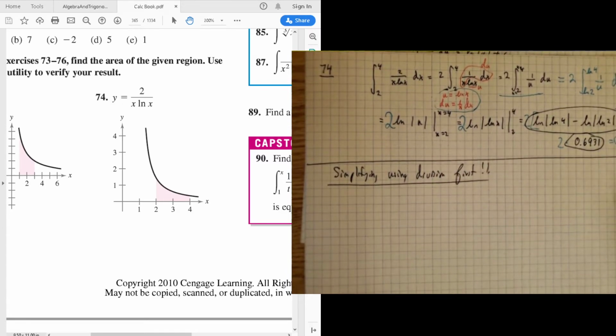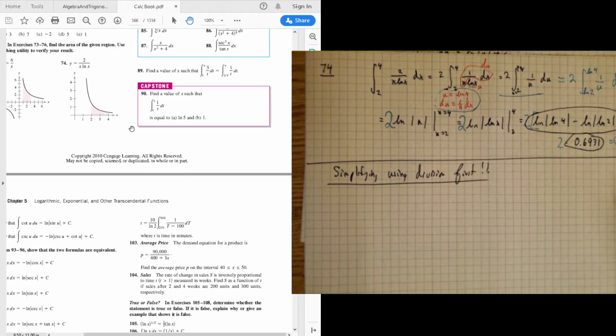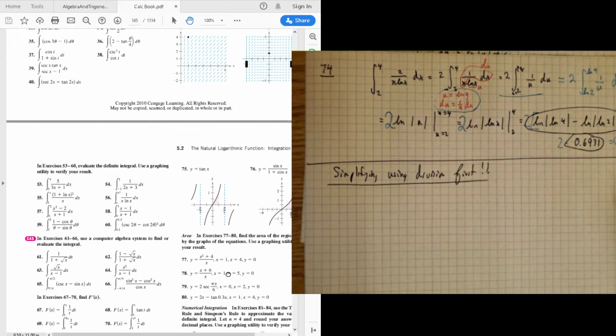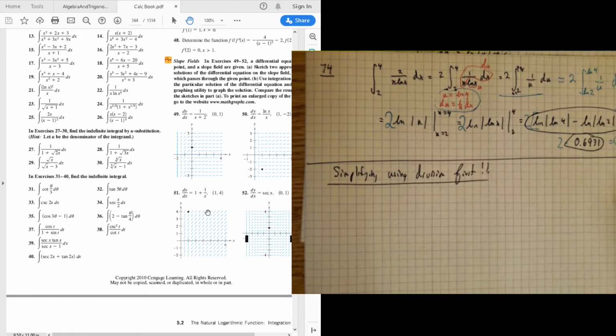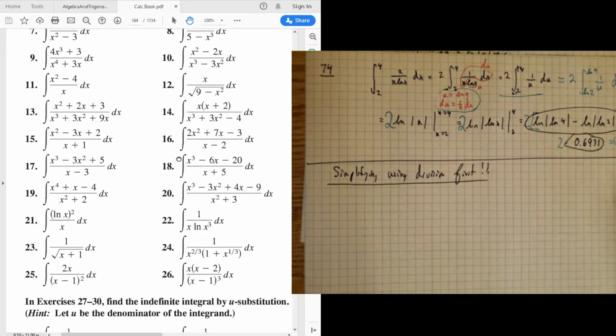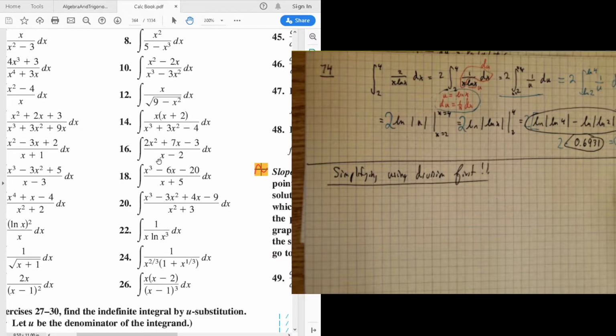Simplifying using division first. There comes a time where, depending on the problem you're looking at, it is impossible to pick a u whose du is in the problem. If you look up here at an example like number 16, let me zoom in a little bit. We'll actually be doing 16 here in a moment. If I choose the x minus 2 in the denominator to be my u, well, then the top is nasty. And solving it would not be easy.